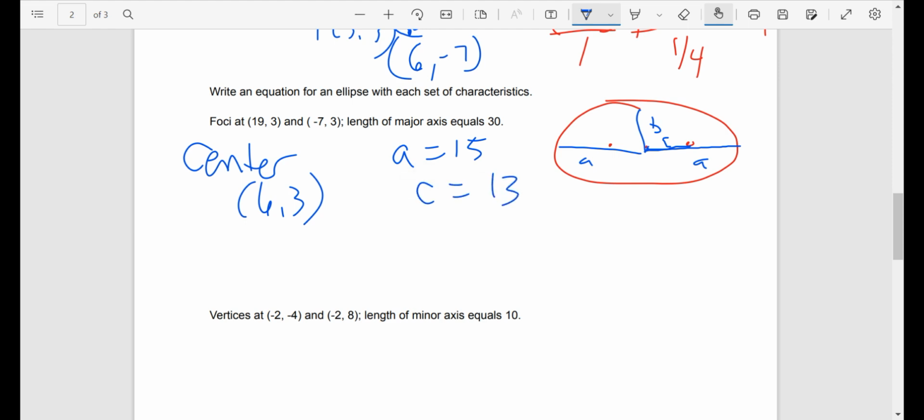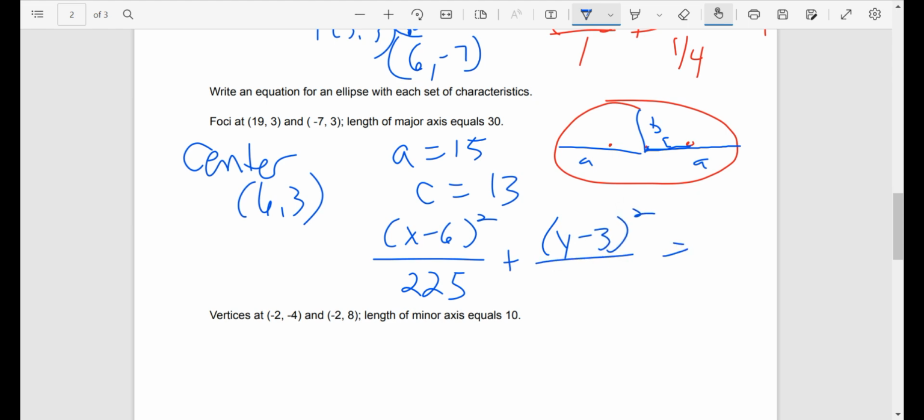Okay? So if I know my center, x minus 6 squared, and my denominator would be the a squared, so it's going to be 225. Make sure it's 225, not 15. It's a common mistake. Plus y minus 3 squared is 1.